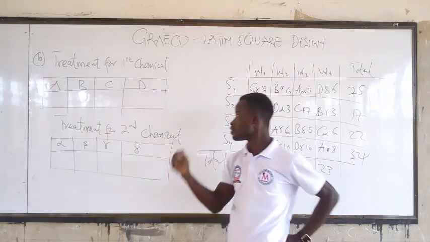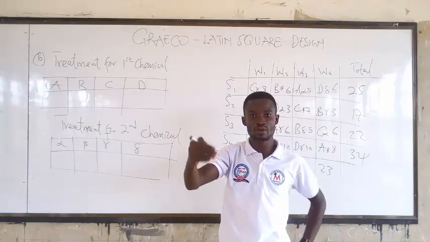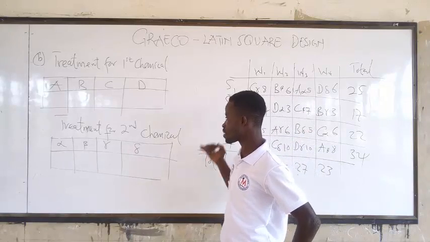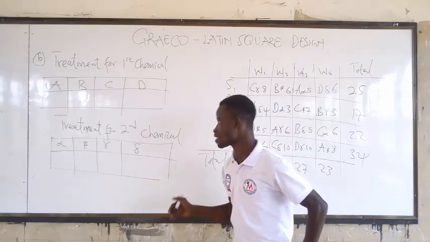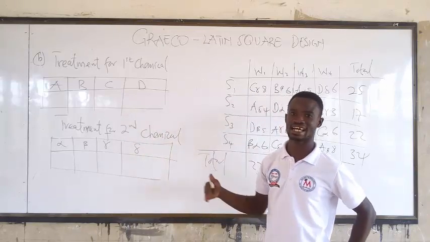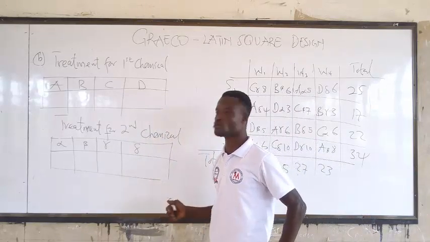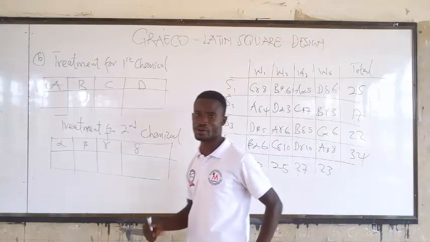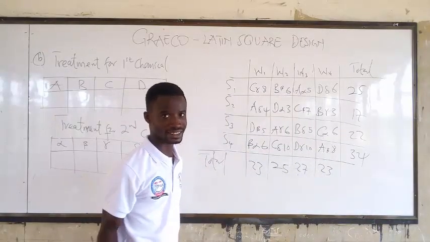I told you we are going to get two treatments in the Graeco-Latin. The first treatment is for the first chemical, and the second treatment is for the second chemical. The first chemical will represent the Latin letters, then the second chemical represents the Greek letters. So this is what we are going to do, as we did in Latin.